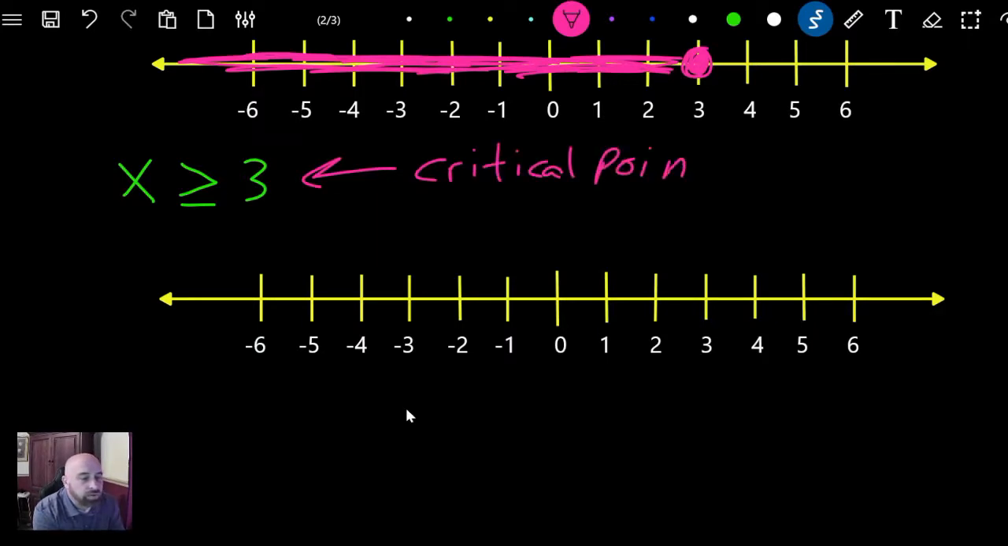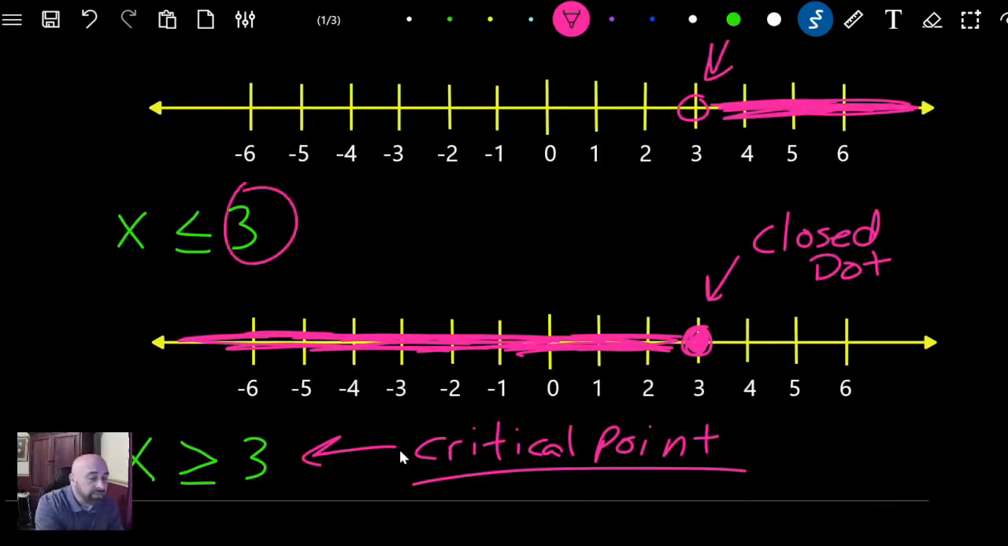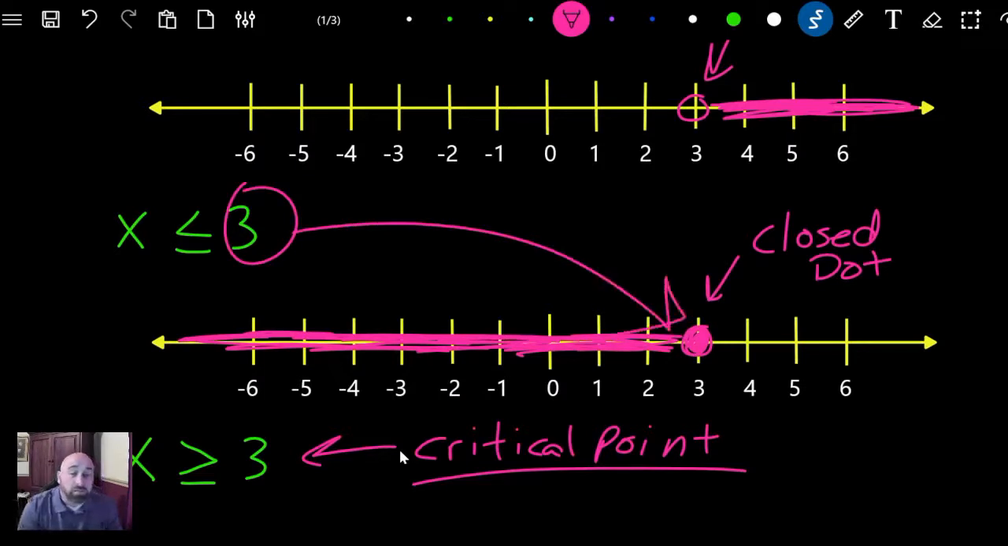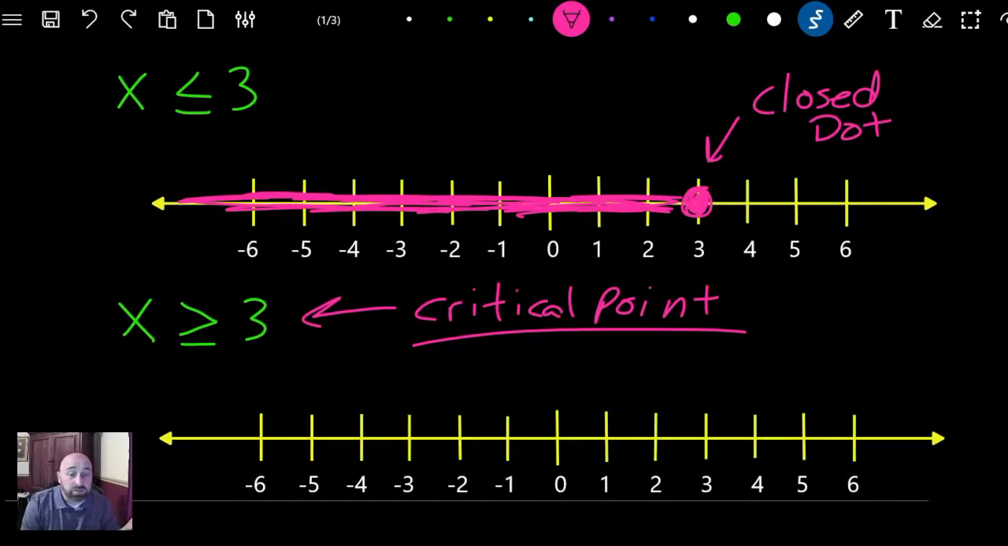So what you do is you graph your critical point. In this case, my critical point is my 3. In other words, that's the important part, right? So look at this graph right here. The 3 was the critical point. That's the important point that we need on the graph to know what's happening.